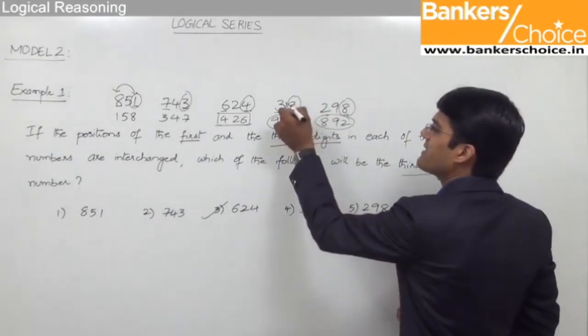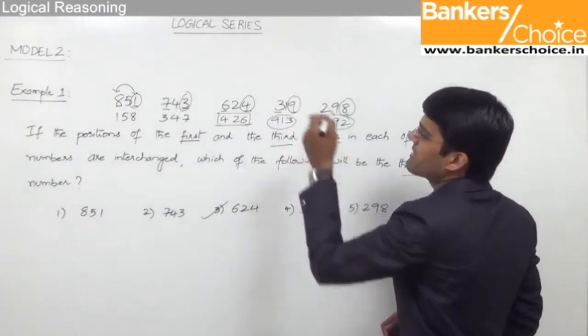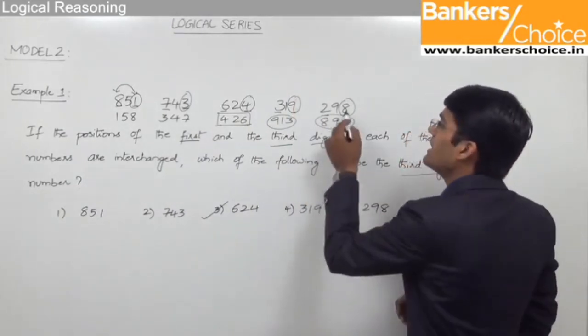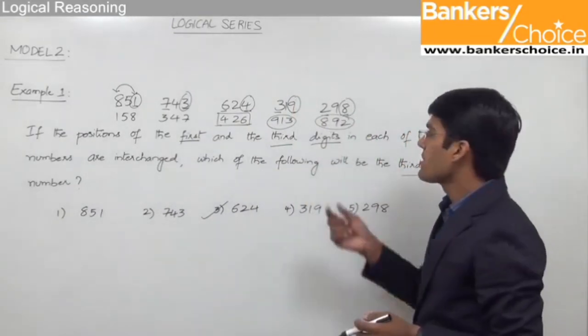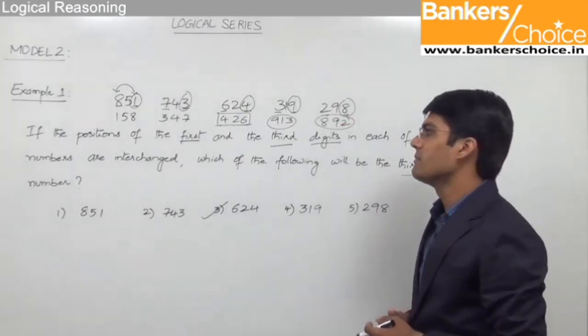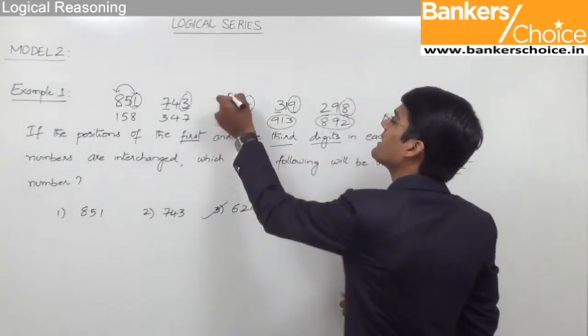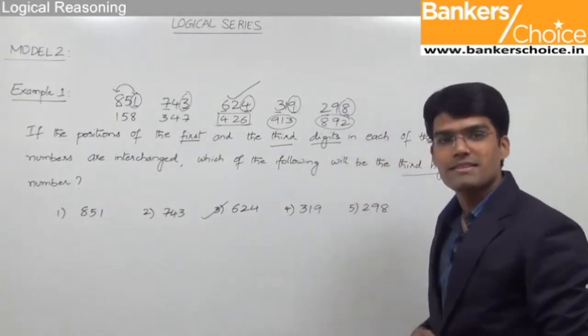So the first highest digit is 9. So when this number is interchanged, we get 913, and that will become the first highest number. Second highest digit is 8. So 298 will be the second highest number. And since the third highest digit here is 4, it is clear that 624 has to be the answer.